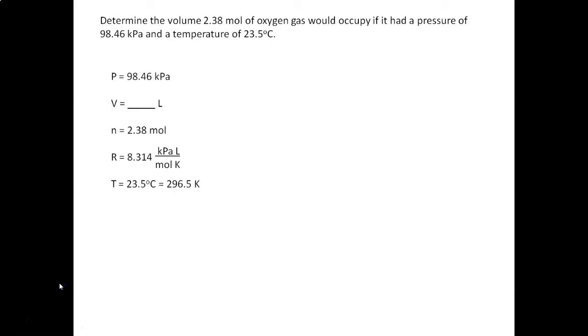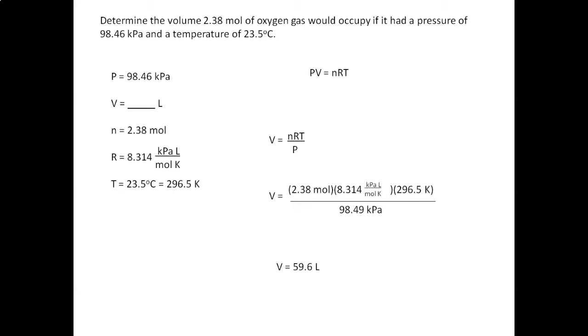The first thing we do is always write down our givens. We're told our pressure. We want to find our volume. We're told our amount of gas. R is a constant, and it's always going to be equal to that. We're told our temperature in Celsius, so we have to remember to convert it to Kelvin. Then we can take our ideal gas law, manipulate for the unknown variable, substitute in, and we get our volume.